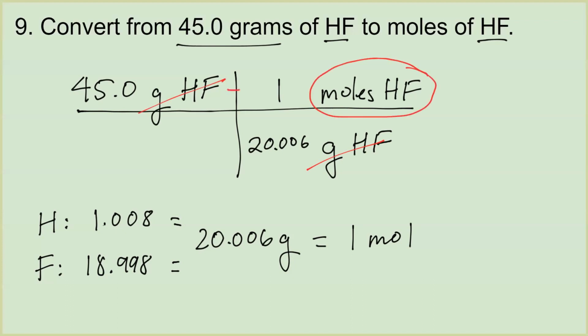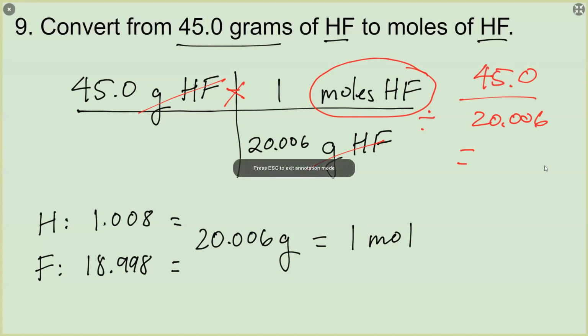So I'll do 45 times 1, and then I'll divide that by 20.006. So 45.0 divided by 20.006. And that's going to end up 2.2 moles HF.